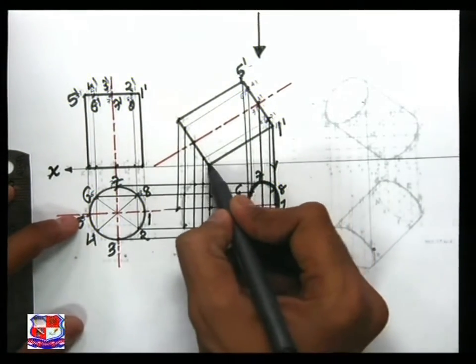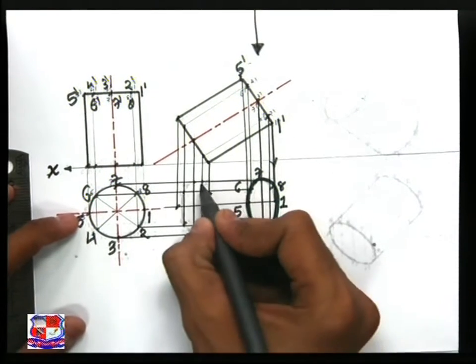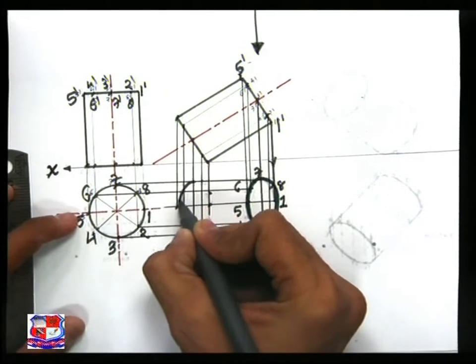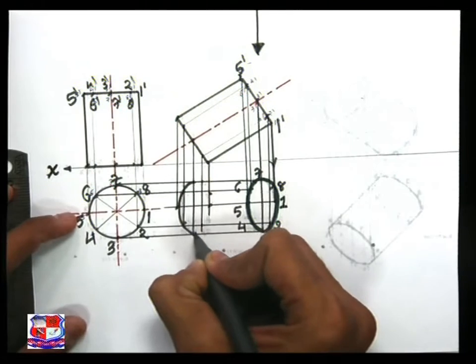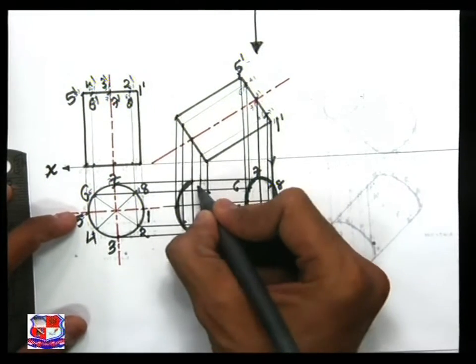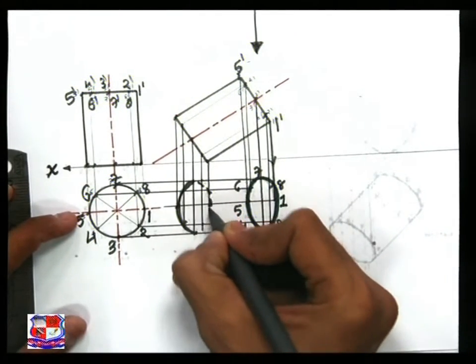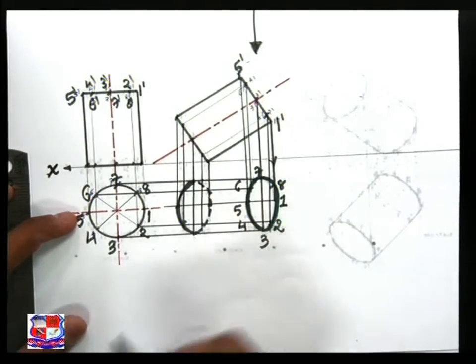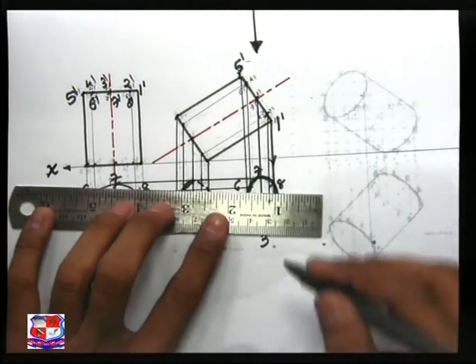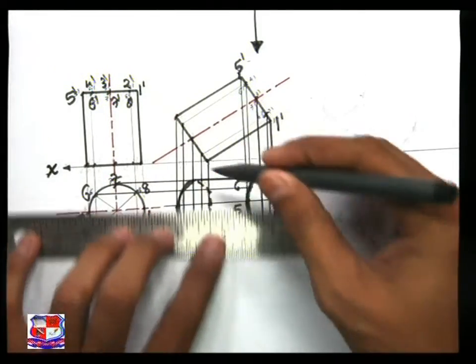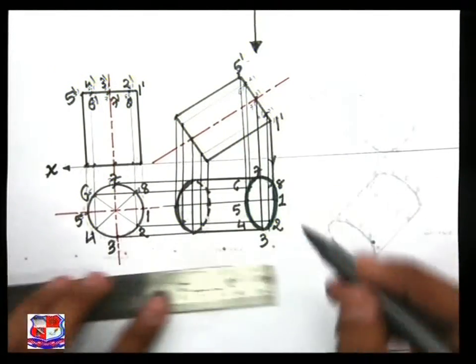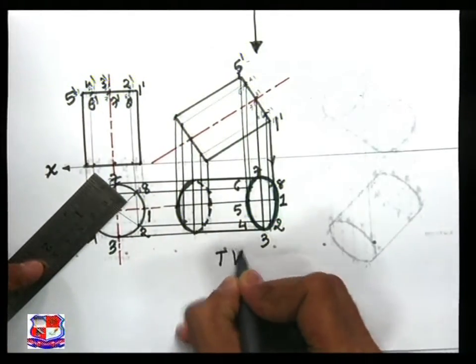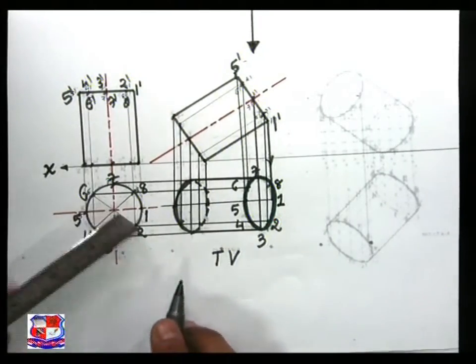But what about this bottom face? It's not visible, hence these outside points should be joined with the full line as joined over here, and these internal points should be joined with a smooth curve with a dotted line like this, and join the edges. So this represents the top view and this is the second stage.